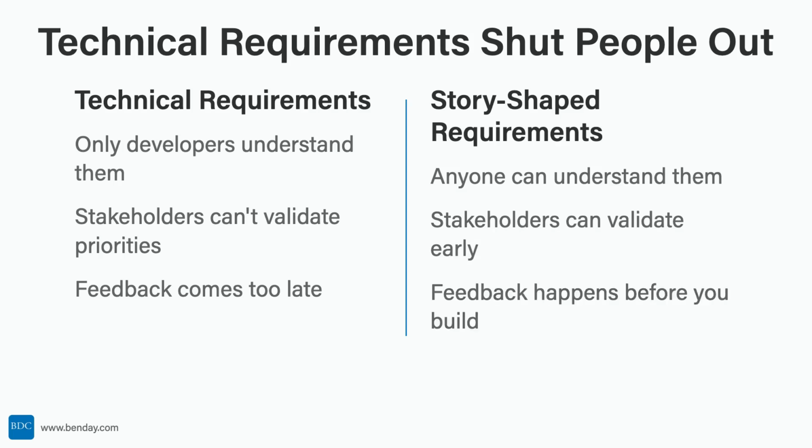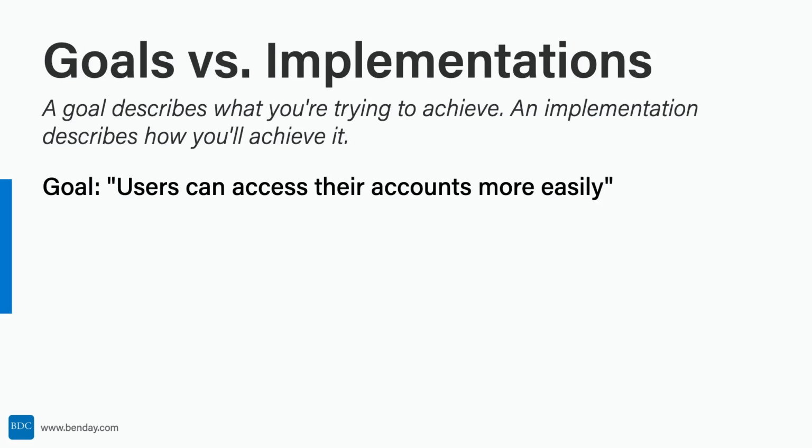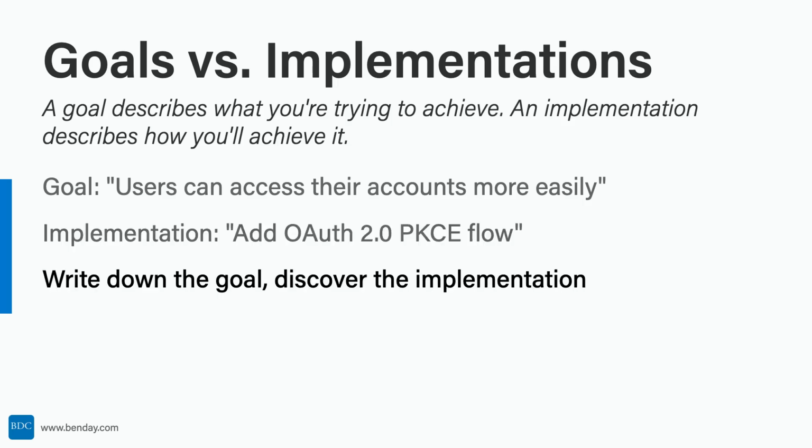Story-shaped requirements invite collaboration. Technical requirements shut people out. There's a deeper principle here that's worth understanding. A goal might be users can access their accounts more easily. That's the outcome you want, the user benefit. An implementation might be add OAuth 2.0 PKCE flow. That's one way to achieve the goal, but it's not the only way. Here's the key insight. Write down the goal, then discover the implementation. Don't lock yourself into a solution before you understand the problem.